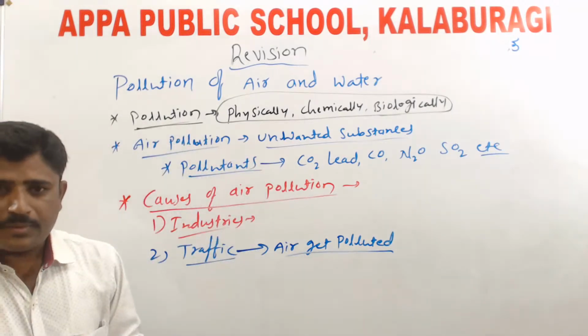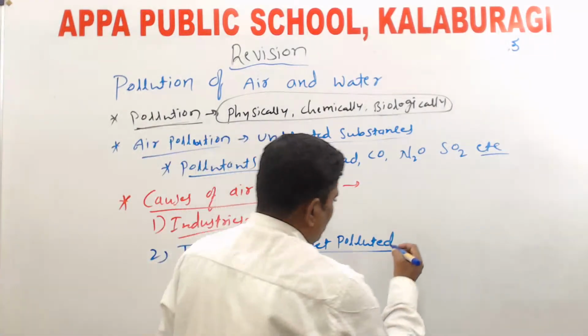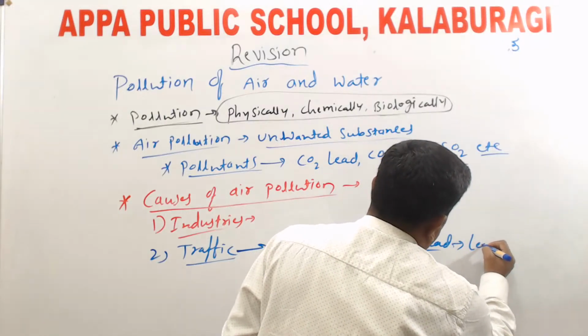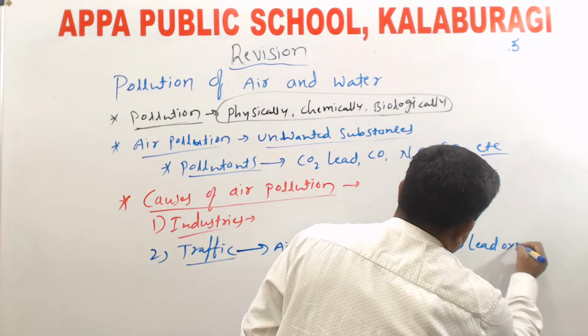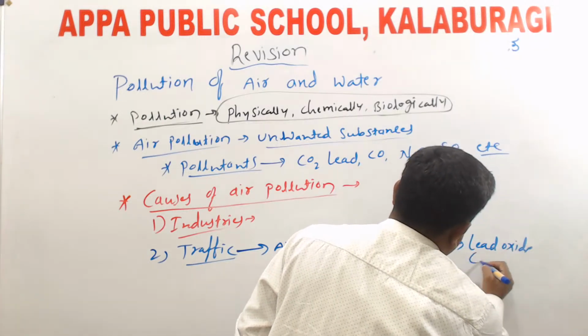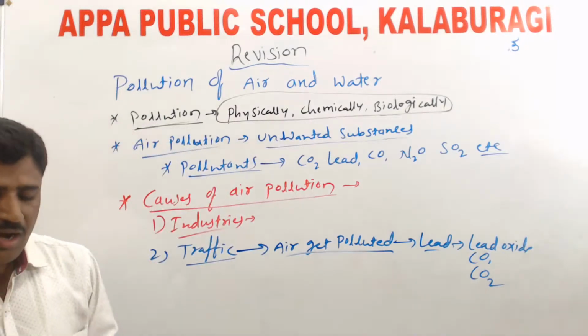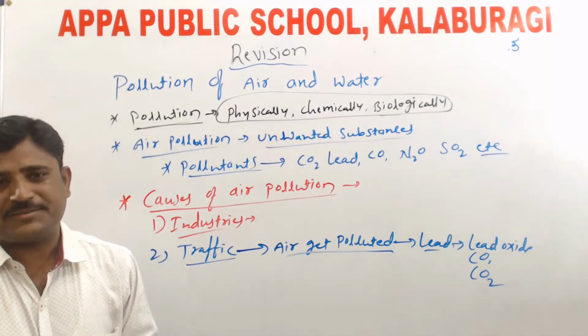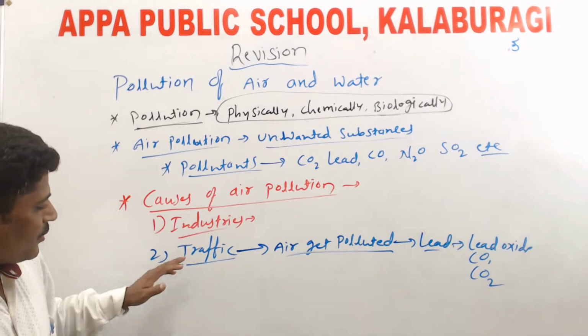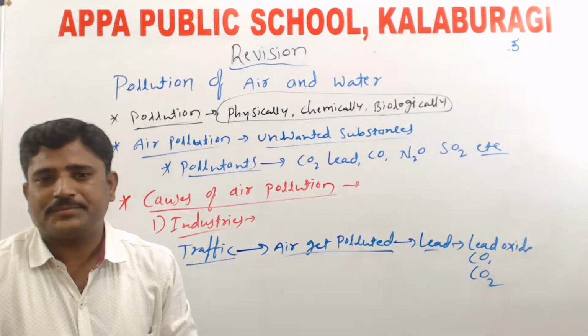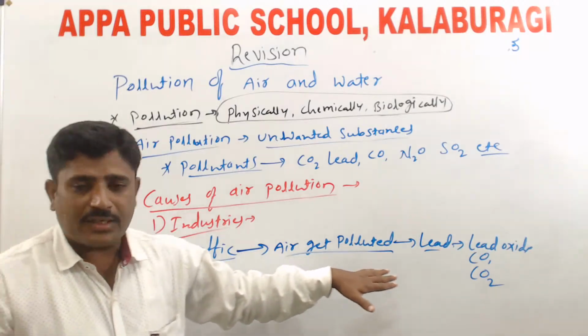Because in petrol they are going to use lead. So you will get lead oxide after burning the petrol. You get lead oxide, carbon monoxide, carbon dioxide. So these are the pollutants you will get. So due to traffic also there is pollution of air, isn't it?